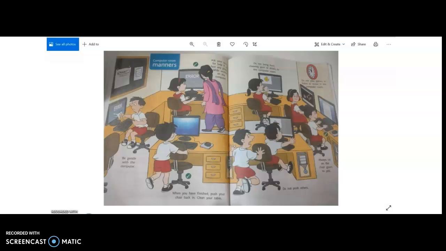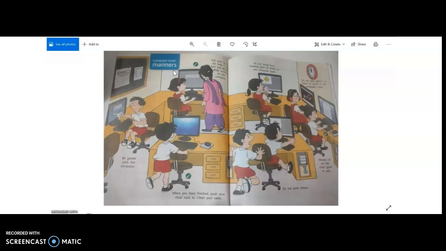Good morning, children. Today we will learn about computer room manners. So, this computer room is also called a computer lab.